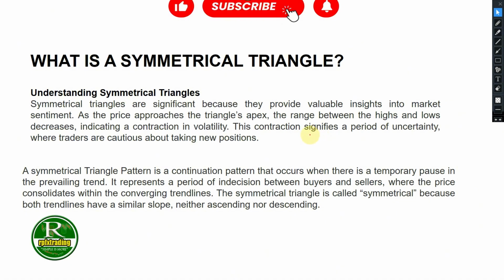Also, a symmetrical triangle pattern is a continuation pattern that occurs when there is a temporary pause or a consolidation in the prevailing trend. It represents a period of indecision between buyers and sellers, where the price consolidates within the converging trend lines. The symmetrical triangle is called symmetrical because both trend lines have a similar slope, neither ascending nor descending.